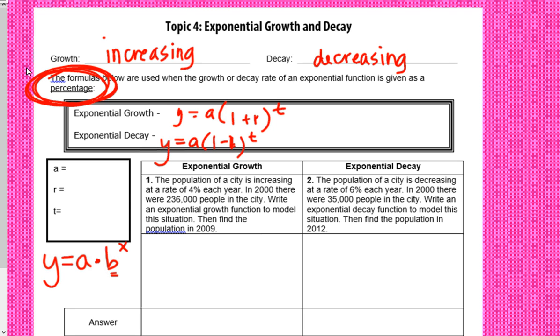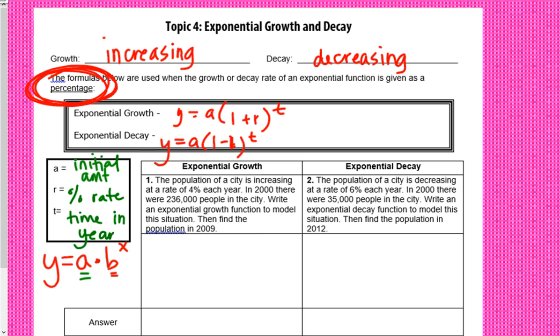This might also look familiar because it's very similar to compound interest that you did in 7th grade. The a, just like it was down here, stands for our initial amount. So it's still the y-intercept. It's the initial starting point. The r is the percentage rate, okay? But you do need to change it into a decimal in order to work with it. And then the t is time in years.